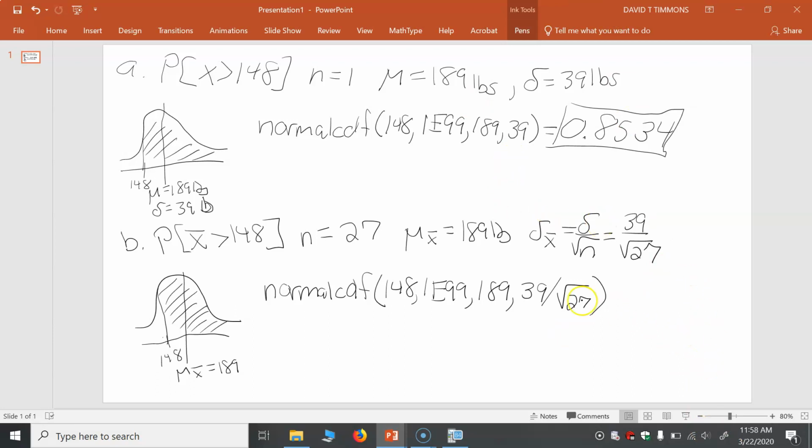So here our final probability is 0.9999. Notice the mechanics of these probabilities are really much the same as they are with our normal distribution problems. Really, the only thing that's changing is this part here, where we divide that standard deviation by the sample size.